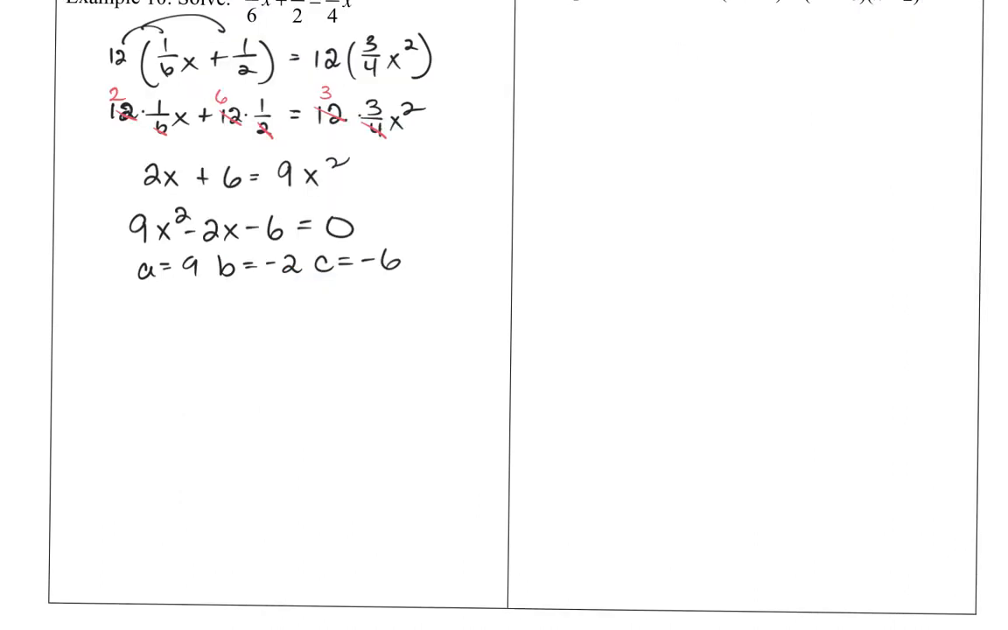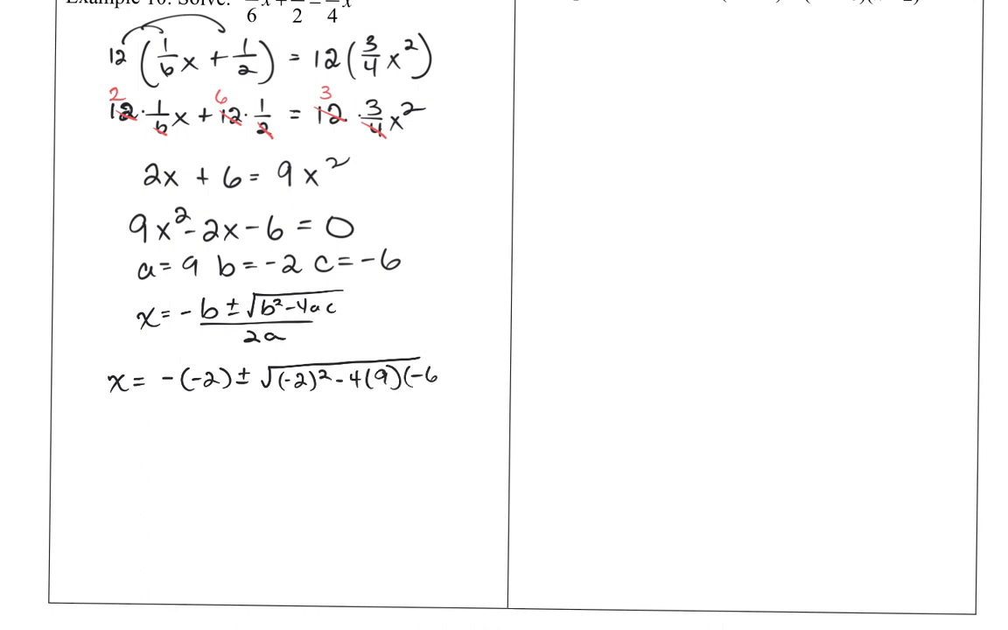Okay, so of course, x equals negative b plus or minus the square root of b squared minus 4ac all over 2a. So x equals the opposite of negative 2 plus or minus the square root of negative 2 squared minus 4 times 9 times negative 6 all over 2 times 9. So check and make sure that you have the same thing.